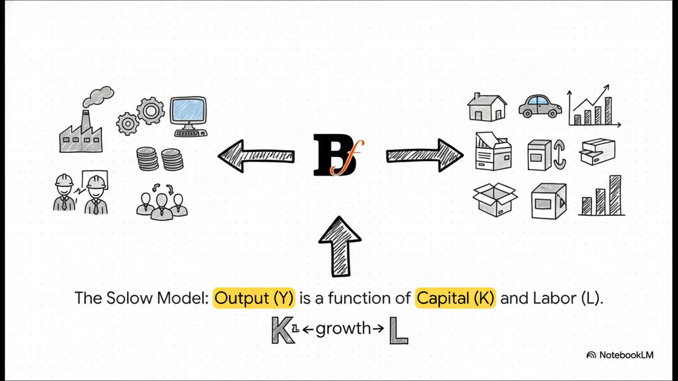So this slide really boils it all down. That little equation just says that an economy's total output, everything it produces, which we call Y, is basically a function of the capital, K, and the labor, L, that you throw at it. More inputs, you get more outputs. And for a long, long time, this was pretty much the whole story.